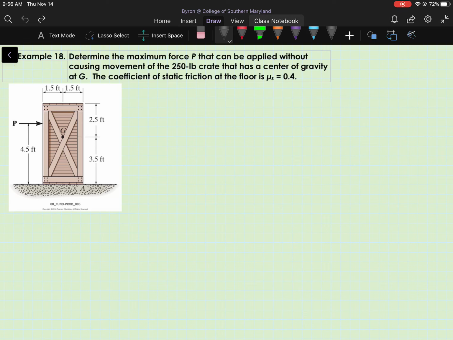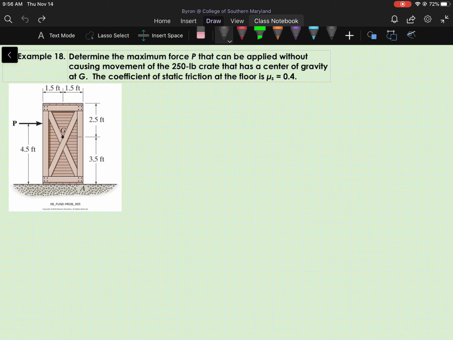In this dry friction problem, we're asked to determine the maximum force P that can be applied without causing movement of the 250-pound crate shown that has a center of gravity at point G. And they tell us that the coefficient of static friction at the floor, that's between the bottom of the crate and the floor, is 0.4.